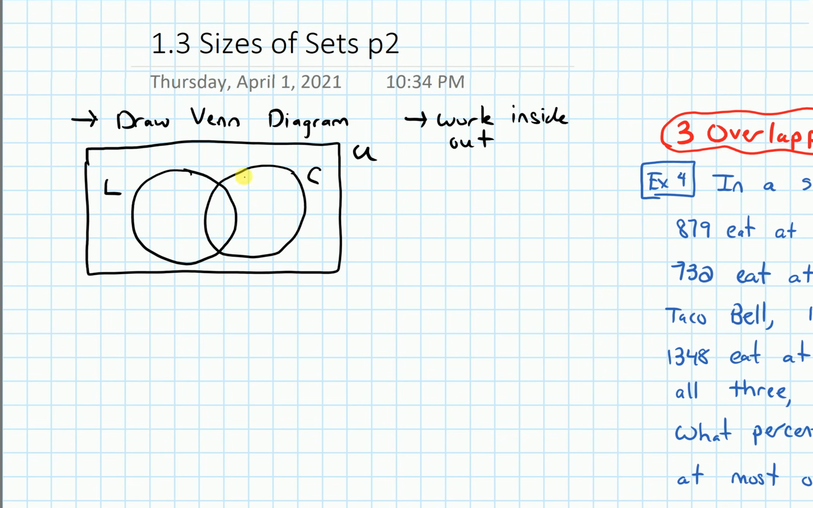And I'm going to start by labeling the section at the intersection. That is the most inside part of this. I'm actually trying to find the number of people in the intersection, so I don't know what that is. So I'm going to assign a variable to it. I'm going to call that X. I am looking for the number of people in that intersection.